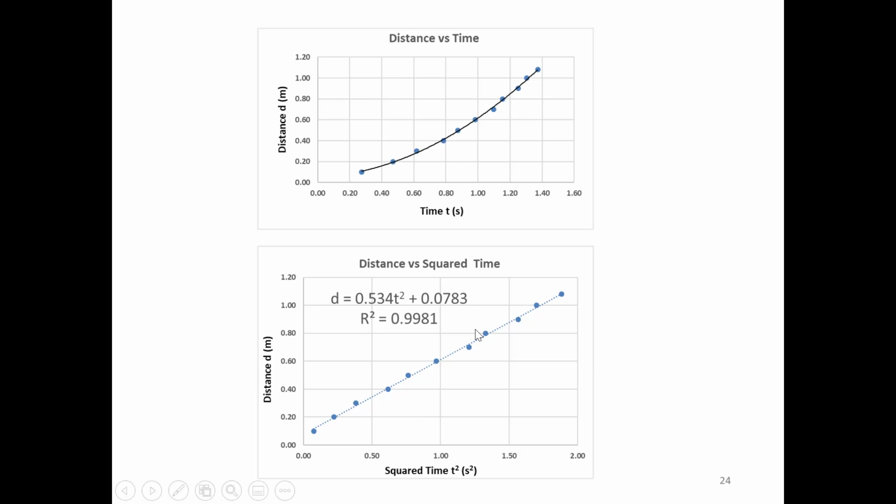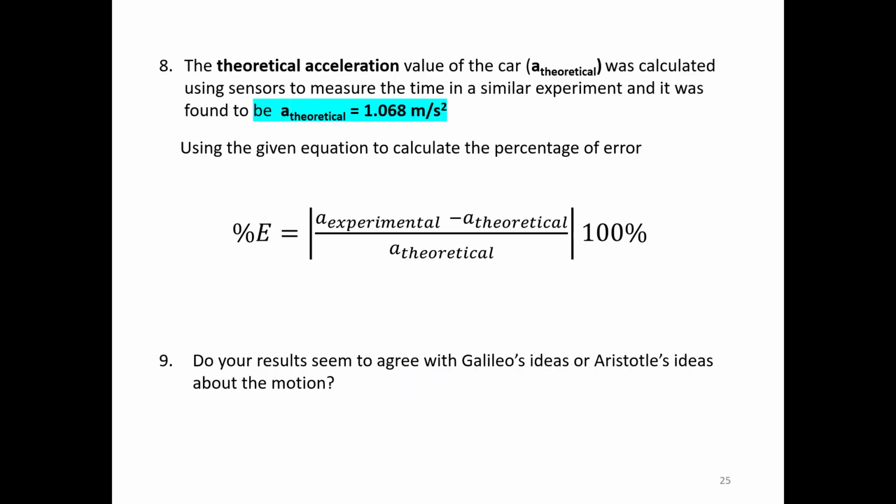And then analyzing this data, I got the theoretical acceleration was 1.068 meters per second squared. Once you calculate the experimental acceleration, then you can compare this with this theoretical equation, to see if we can explain the motion of the car by Galileo's model.